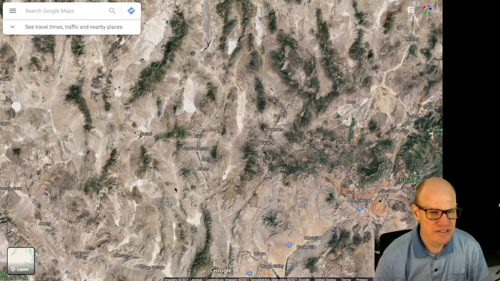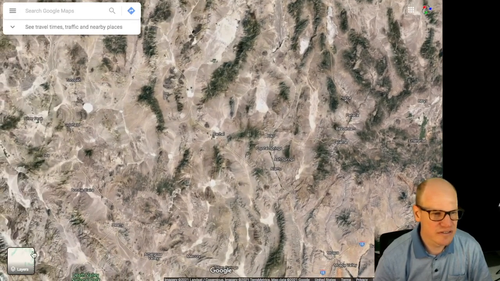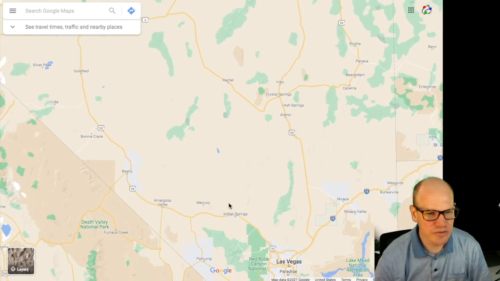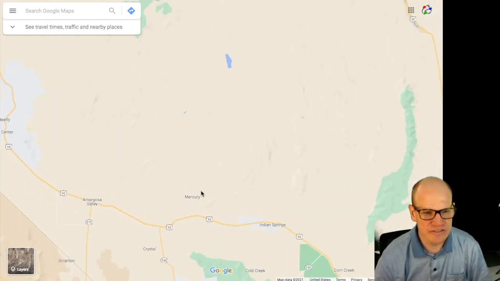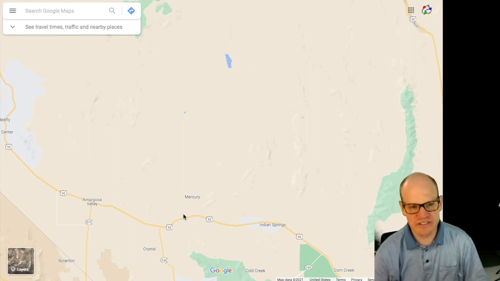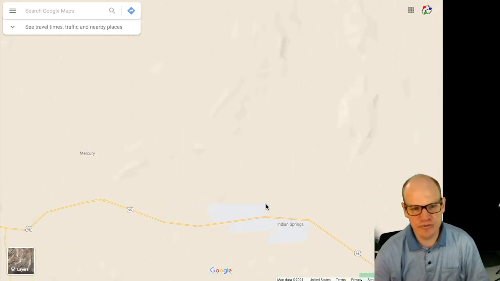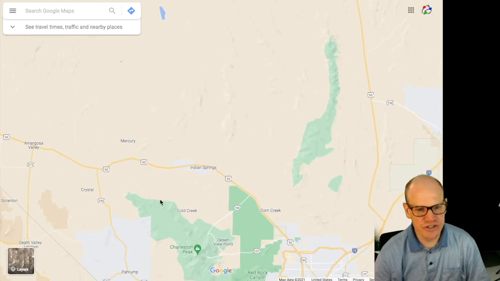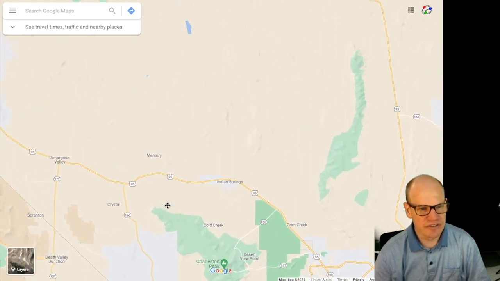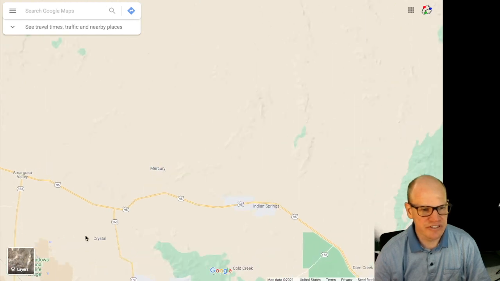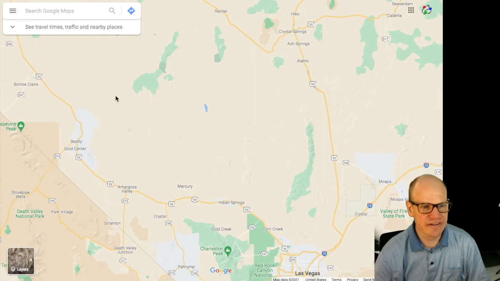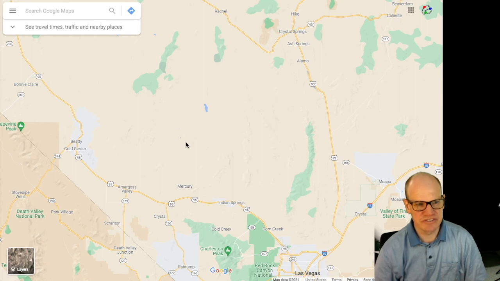Okay, here's Mesquite. Let me go back to the regular view so I can find where I'm looking. Okay, so Mercury is a town that is basically run by the Department of Energy. It's a company town. Indian Springs, there's an Air Force base right here, Creech Air Force Base. As you go outside of Las Vegas up to this area, this gives you entrance into the nuclear test site. The nuclear test site is basically all of this. There's no civilian activity really that takes place in this area.